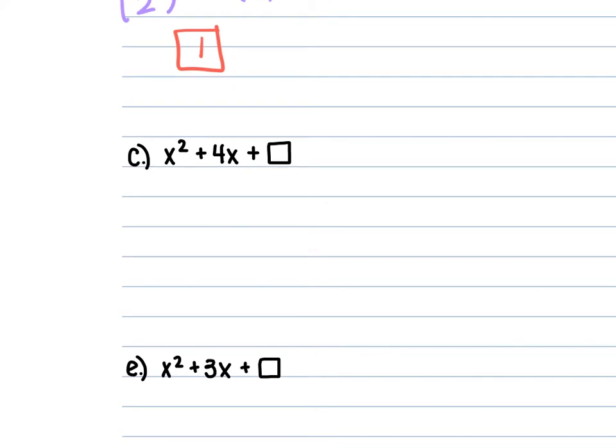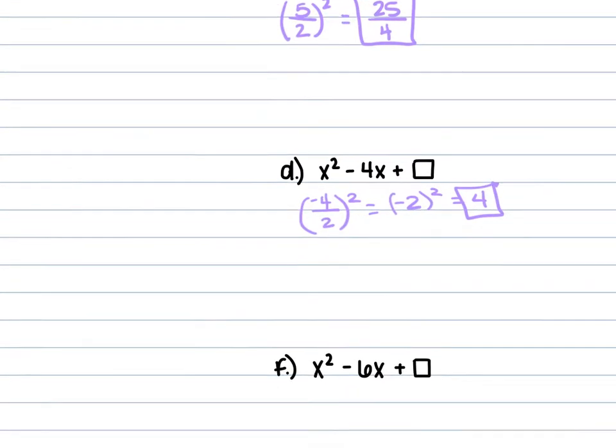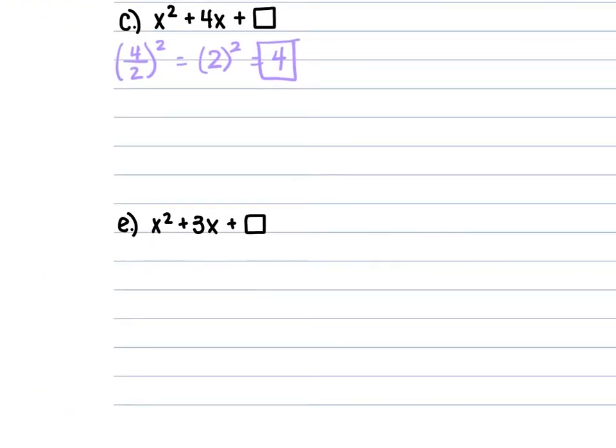For c, we have 4x as our b term, or 4 as our b term, so that's going to be 4 over 2. We're going to square that. So 4 over 2 is 2. 2 squared is 4. For d, we have a negative 4, so negative 4 over 2 gets squared. Negative 4 over 2 is negative 2. Negative 2 squared is positive 4. For e, we have 3 for our b term, so it's 3 over 2 squared. 3 over 2 can't simplify, so it's just 3 over 2 squared, which is 9 over 4.